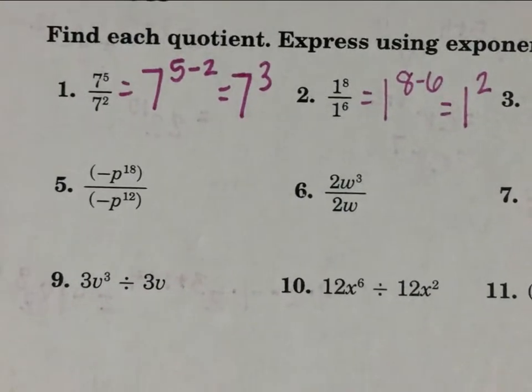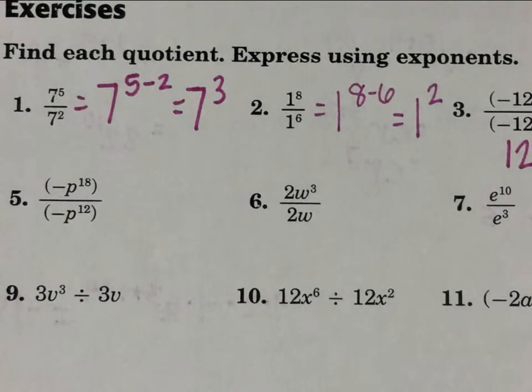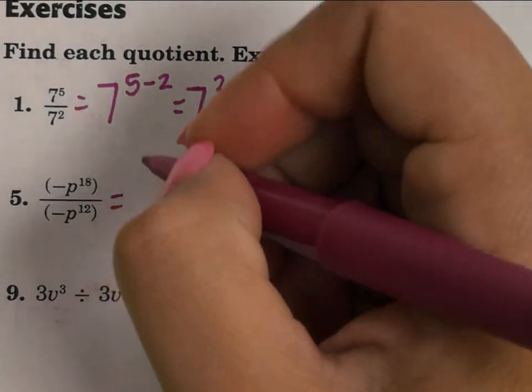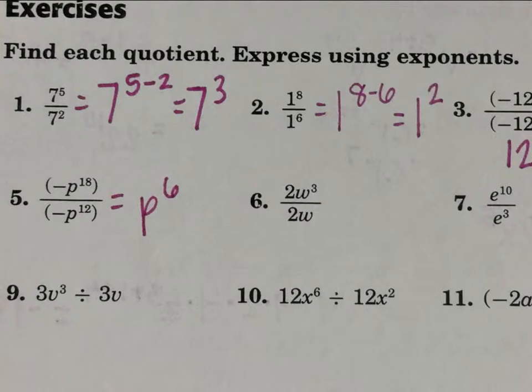Number 5, I've got a negative P to the 18th divided by negative P to the 12th. So what do you think? What would this be? P to the 6. And it would be a positive P, right? Because you got a negative divided by a negative, which is giving you a positive.